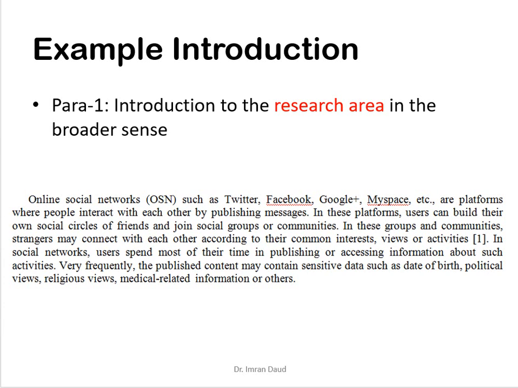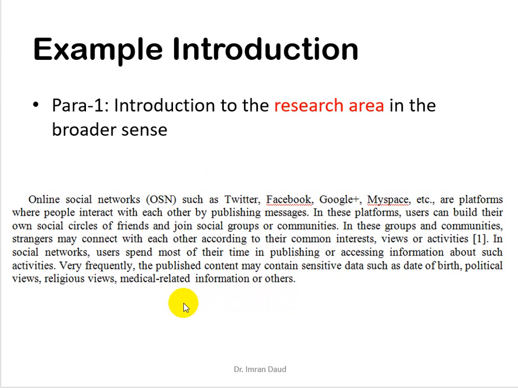In paragraph 1, the objective was to write about your research area. I have taken this example from a research paper published in a good journal, which shows what you can write about the research area. This paper was published on security issues in social networks. So right here, the area that we are going to work on is social networks.